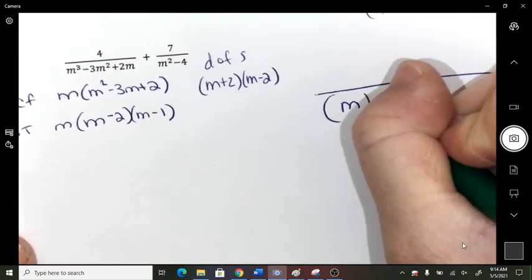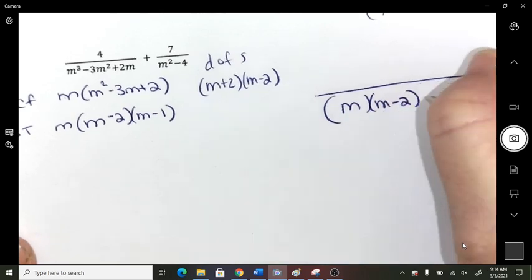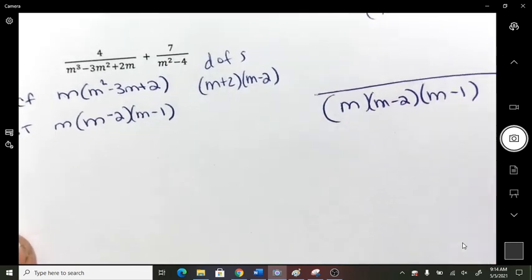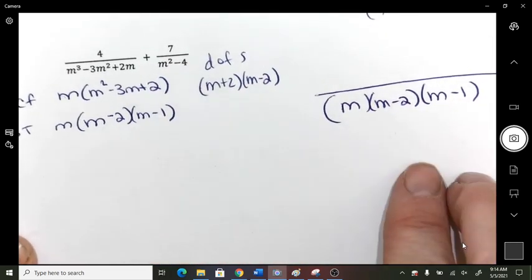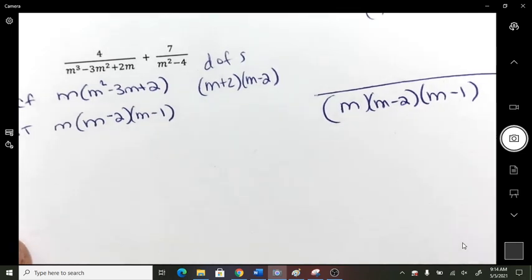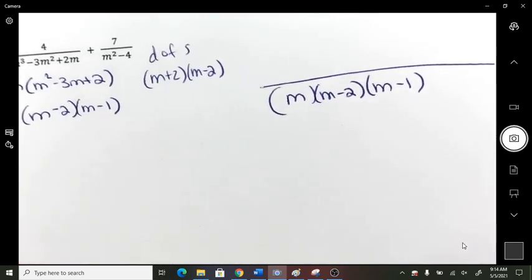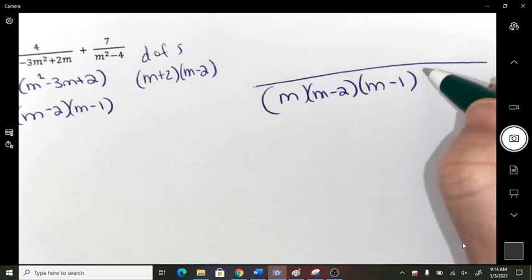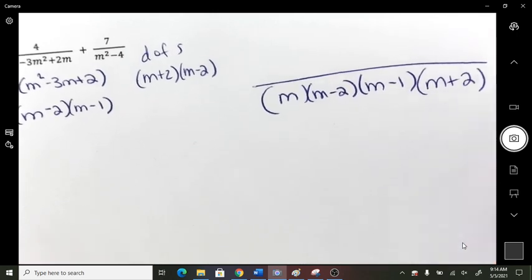So I need an m. I need an m minus 2. I need an m minus 1 to fit the first one in. And I'm also going to need an m plus 2. I need all of those in there.